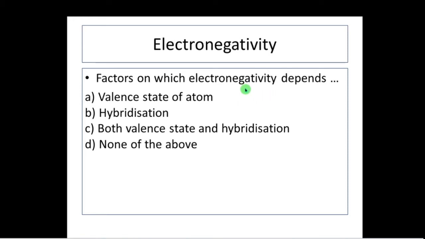Question number 2. Factors on which electronegativity depends: option A, valence state of an atom, option B, hybridization, option C, valence state and hybridization, and option D, none of the above. So as we know, electronegativity depends not only on the valence state of an atom or hybridization, it depends on both. So option C is the correct one.